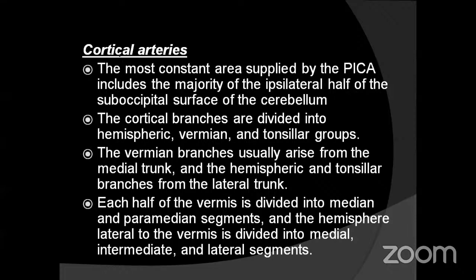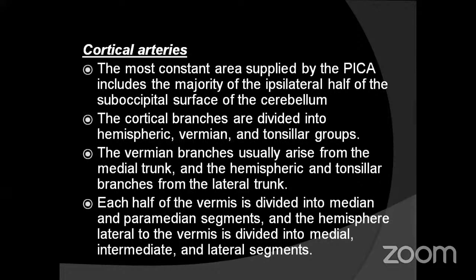Now the cortical arteries. The most constant area supplied by the PICA includes a majority of the ipsilateral half of the suboccipital surface of the cerebellum. The cortical branches are divided into hemispheric, vermian, and tonsillar groups. As the name suggests, the tonsillar group is going to supply the surface area of the tonsil, vermis, and the cerebellar hemisphere. The vermian branches usually arise from the medial trunk because it's present medially, and the hemispheric and tonsillar branches from the lateral trunk.